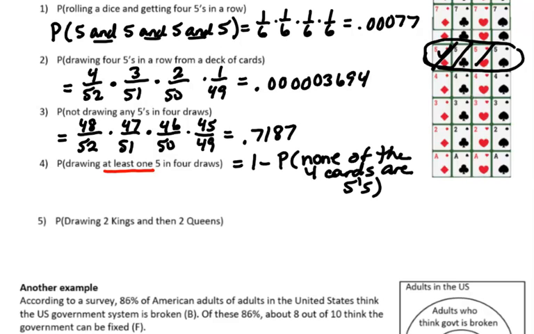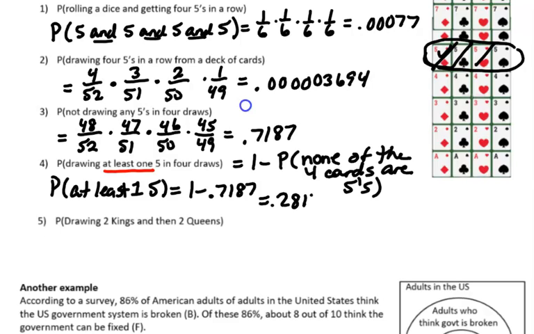Okay, so we just calculated that. The probability of not drawing any 5s in 4 draws, we did that in number 3. So the probability of at least 1 five is equal to 1 minus 0.7187, which would equal, let's see here, 0.2812. About 28% of the time, you would draw at least 1 five.